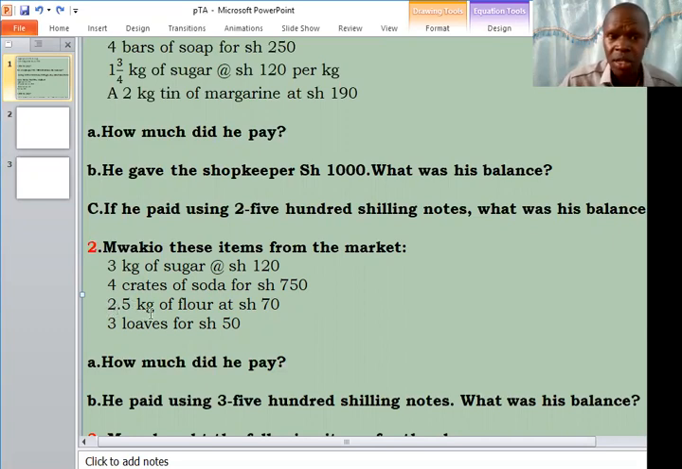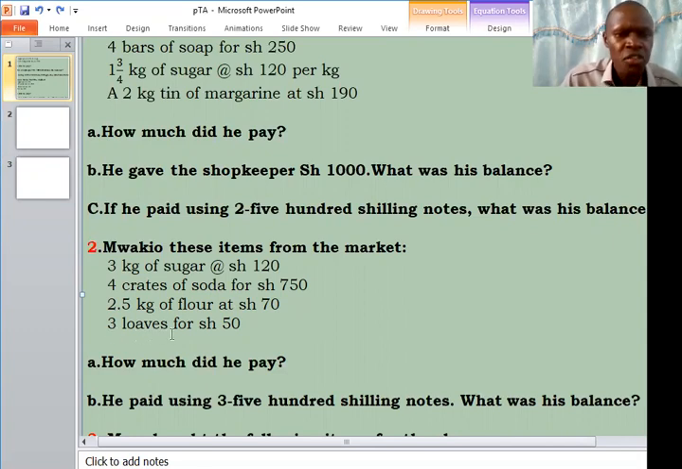2.5 kilograms of flour at 70 shillings. Now, the decimal point here is just there to confuse you or to challenge you as a learner. But you need to know that this is the same as 2.5. So you're going to take 2.5 times 70. You're going to get the total amount that was spent on flour.